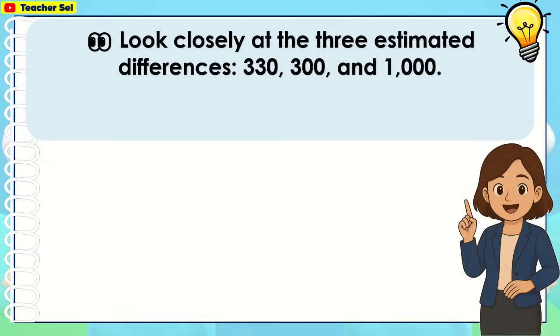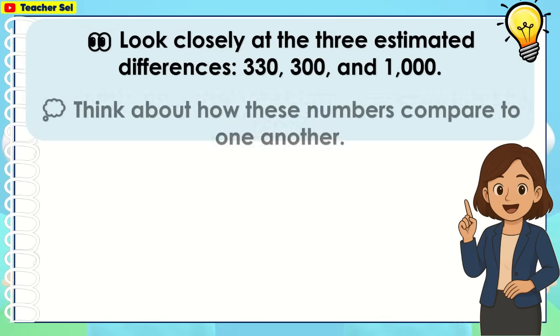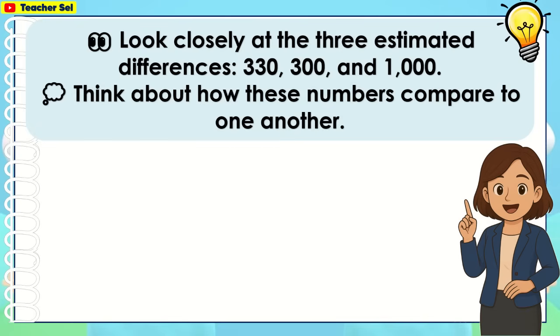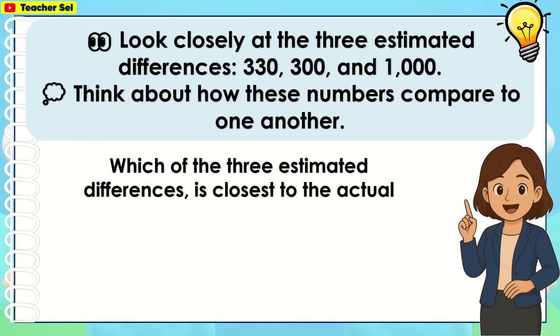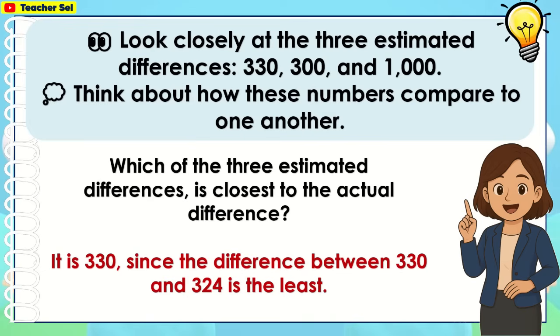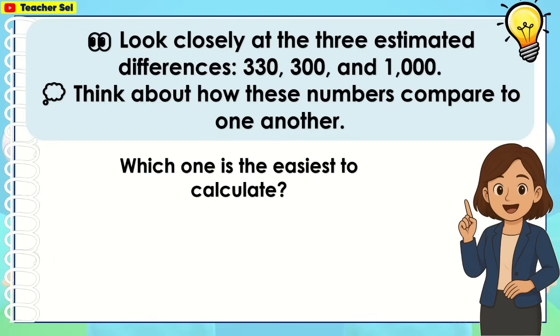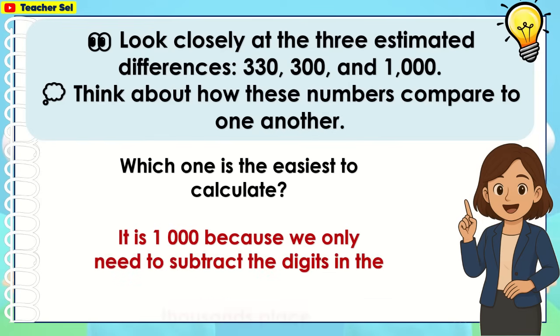Look closely at the three estimated differences, 330, 300, and 1000. Think about how these numbers compare to one another. Which of the three estimated differences is closest to the actual difference? It is 330, since the difference between 330 and 324 is the least. Which one is the easiest to calculate? It is 1000, because we only need to subtract the digits in the thousands place.